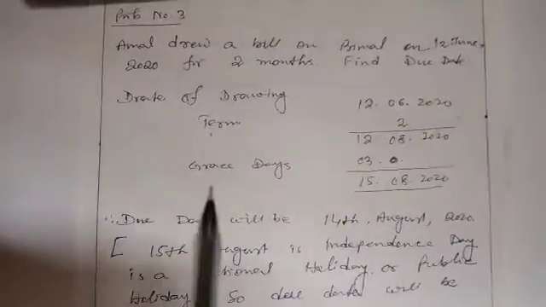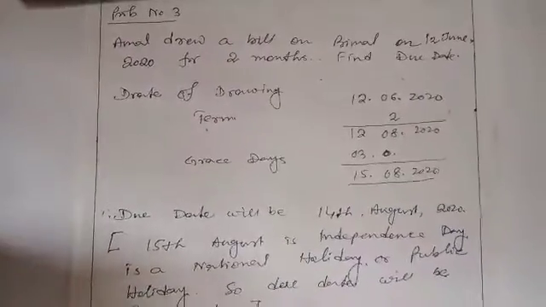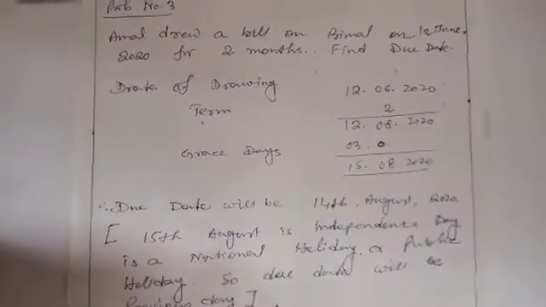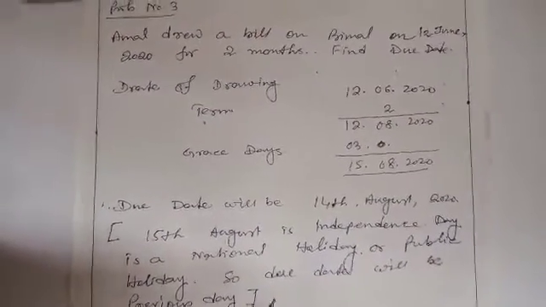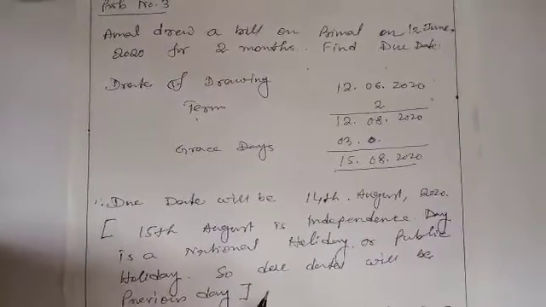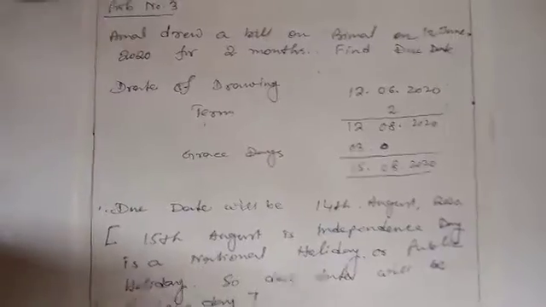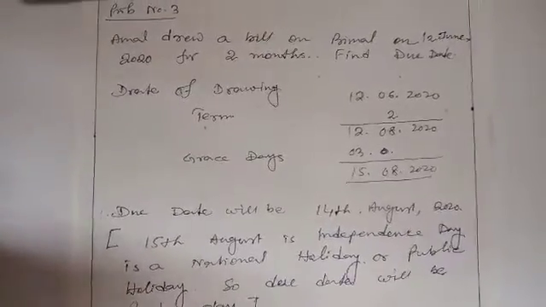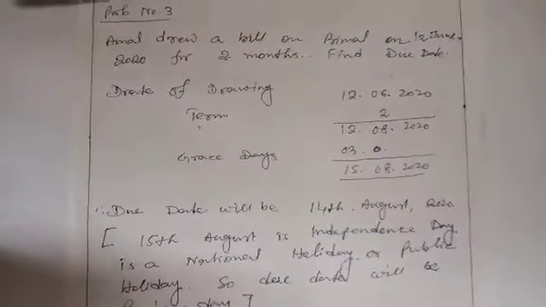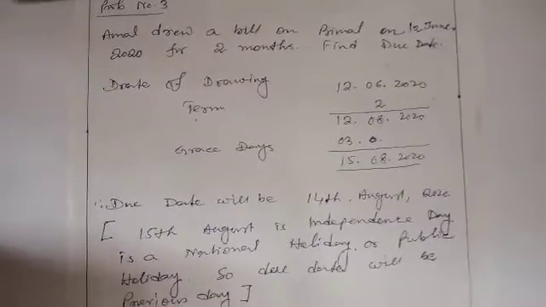So from the date of drawing you have to count in case of after date bill, and in case of after sight bill you have to count from the date of acceptance. And in a similar way, if it is in terms of month, then this way you have to find out. If it is in terms of days, then as in the previous problem number 2, that way you have to find out the actual due date.